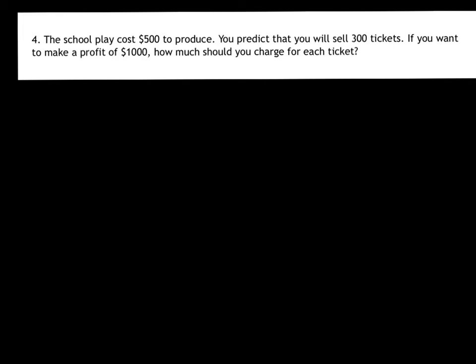So number 4 is a multi-step equation. There's a few things going on. We are still going to use the same formula for profit. You use it for all of these problems, but now there's going to be a few things that are slightly different. So first thing they tell you is that the school play cost $500 to produce. So this is the amount the school has to spend. That is going to be classified as a cost. You predict that you will sell 300 tickets. If you want to make a profit of $1,000, how much should you charge for each ticket?